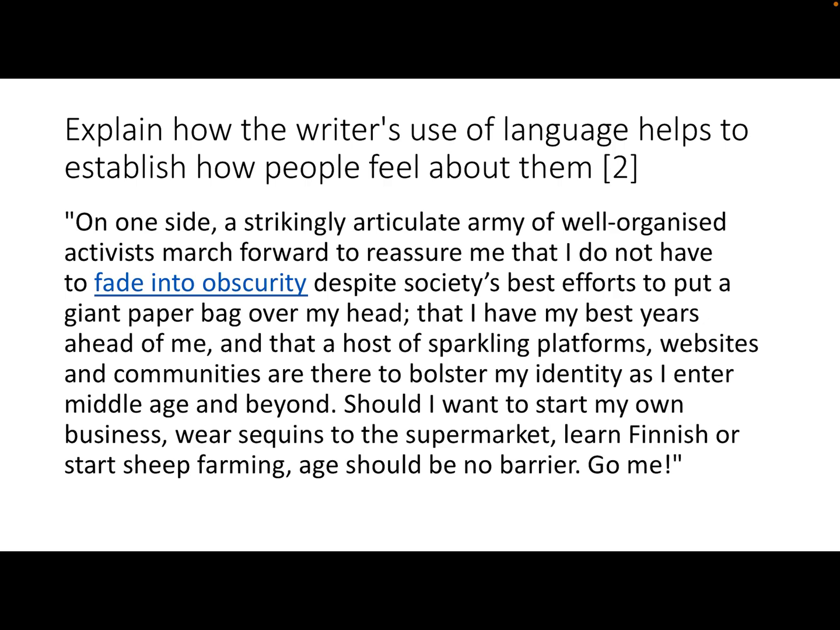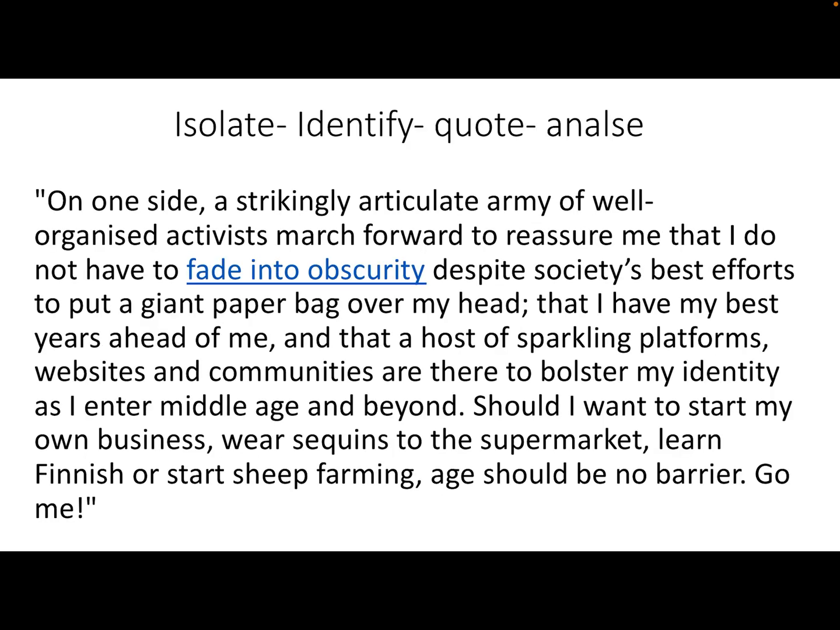Right? So now we need to think, how does their use of language help to establish how people feel about them? And remember, for a use of language question, we can look at imagery, word choice, sentence structure, whatever we want in the analysis category. So isolate, identify, quote and analyze. This is the section that we have to use. Now we need to identify what techniques are being used, then quote and analyze using our TEAL structure.